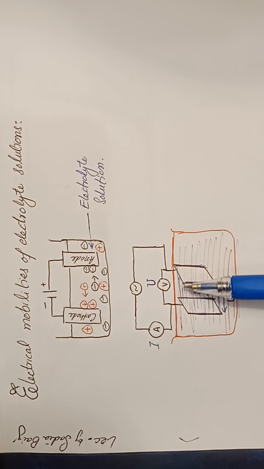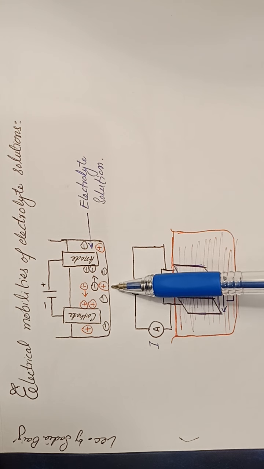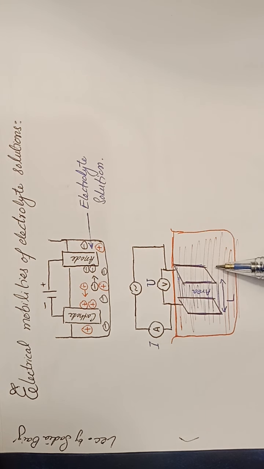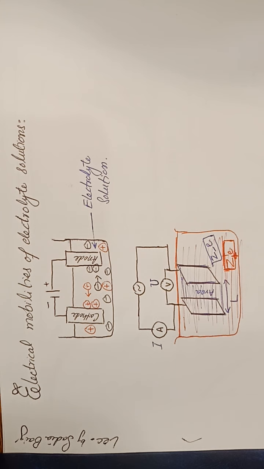At a particular applied potential or voltage, the current in an electrolyte solution is the sum of the currents carried by the individual ions. So now consider a solution with only two kinds of ions: positive ions with charge Z plus E and negative ions with charge Z minus E, where E is the elementary charge. So let's discuss the movement of the positive charges.